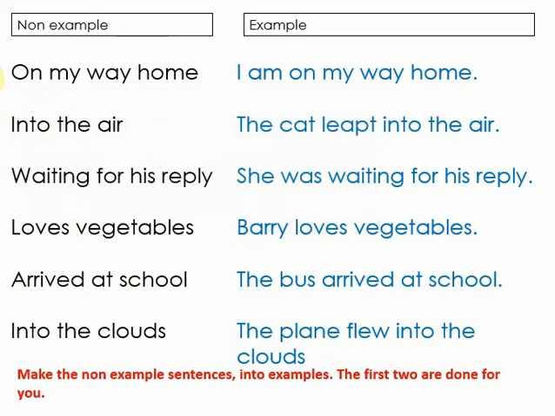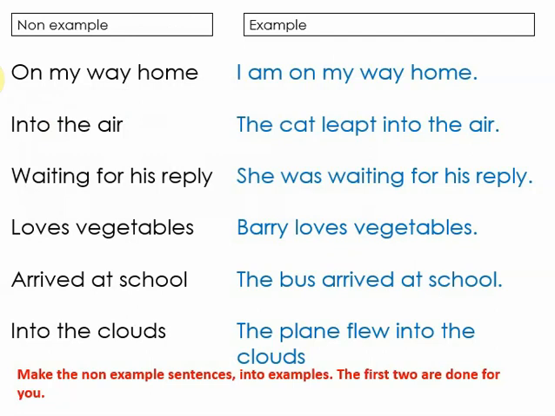So, random pop-up window. Okay, so turn them into examples. So what we needed to do there, you saw my 2 examples and I asked you to turn the other non-example sentences into sentences, okay? We needed to add the subject for the third one. So for example, she was waiting for his reply. Right, so you had to add the person that was carrying out the action.